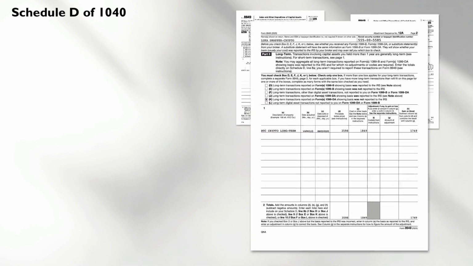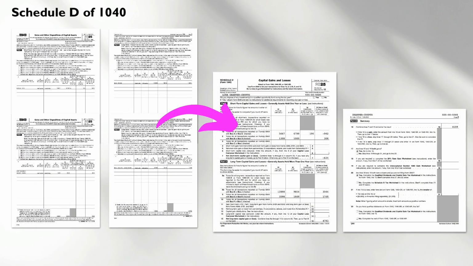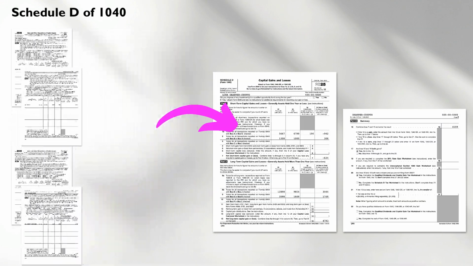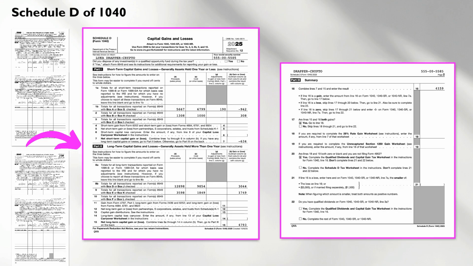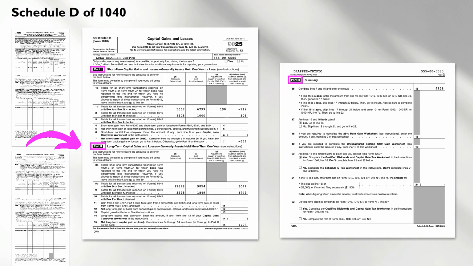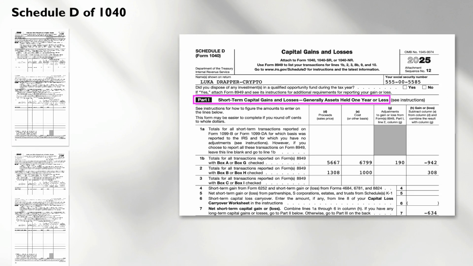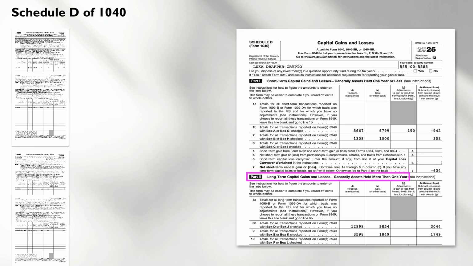All 4 pages of Form 8949 flow into Schedule D, Capital Gains and Losses, which is part of Form 1040. Schedule D is 2 pages long and is divided into 3 parts. Part 1 reports short-term capital gains and losses for assets held 1 year or less. Part 2 reports long-term capital gains and losses for assets held more than 1 year. Under each part, certain lines summarize transactions reported on Form 1099-B and 1099-DA.